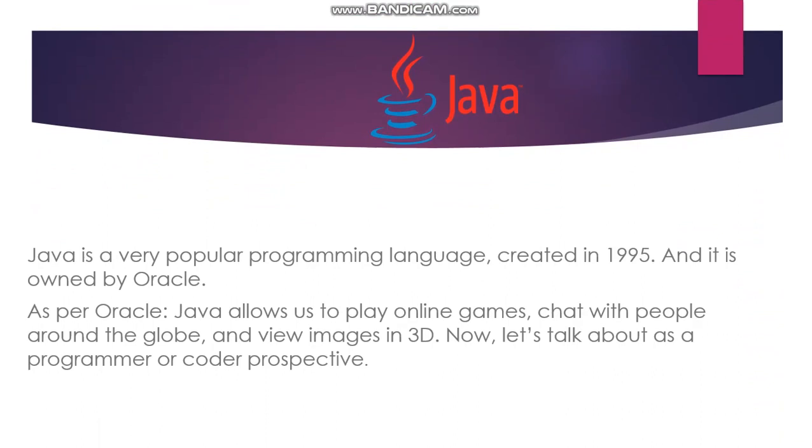So guys, Java is a very popular programming language and it was created in 1995 and right now it is owned by Oracle. As per Oracle, Java allows us to play online games, chat with people around the globe, and view 3D images. Now let's talk about it from a programmer's or coder's perspective, what we can do with it.